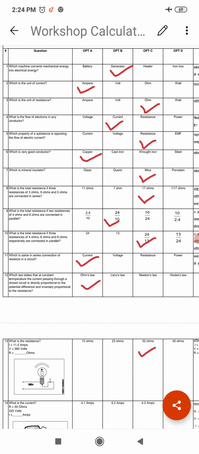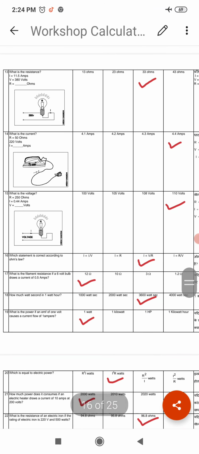Next, what is the same in series connection of resistors in a circuit? Its answer is current. Option A. Which law states that at constant temperature, the current passing through a closed circuit is directly proportional to the potential difference and inversely proportional to the resistance? Answer is Ohm's law.